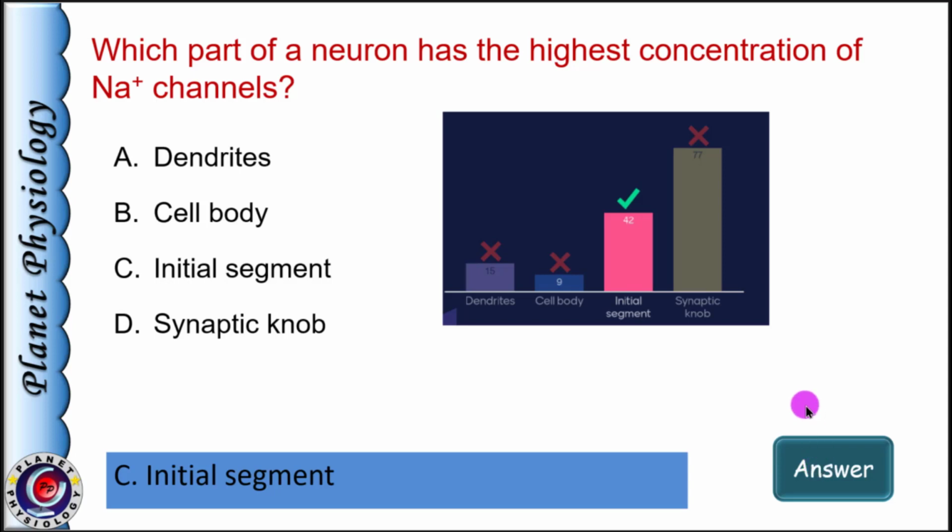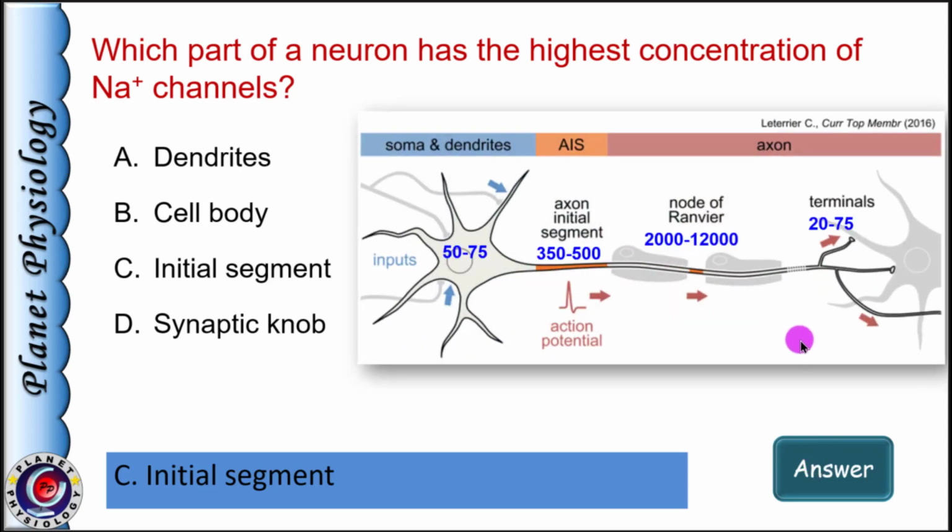Actually, the synaptic knob is the terminal part of the axon that participates in formation of synapse. It has more voltage-gated calcium channels which help in release of neurotransmitters. If you see the different parts of the neuron, there are just 20 to 75 sodium channels per square micrometer at the axon terminals. In the cell body or the soma, the number is 50 to 70. Then about 350 to 500 in the initial segment, while 2000 to 12,000 at the nodes of Ranvier, and less than 25 on the surface of myelin sheath.